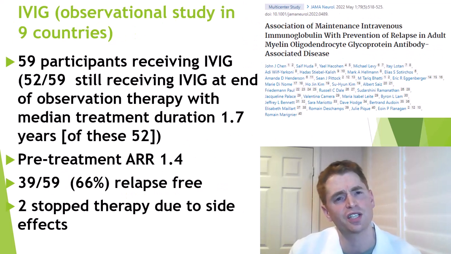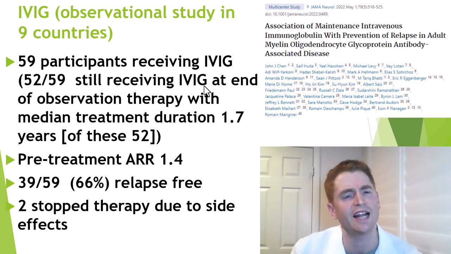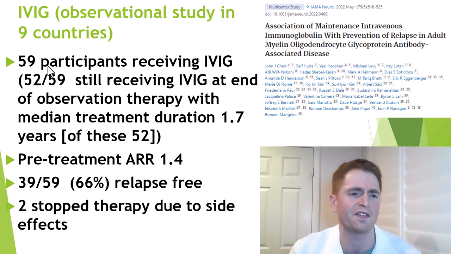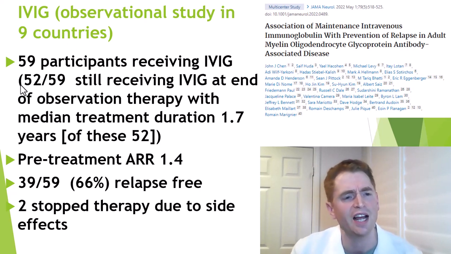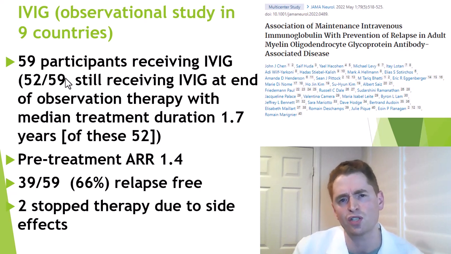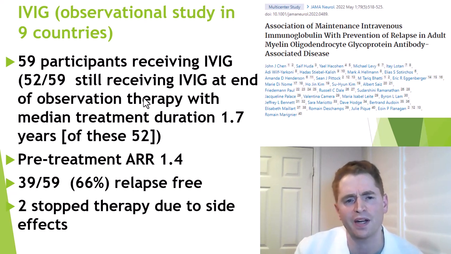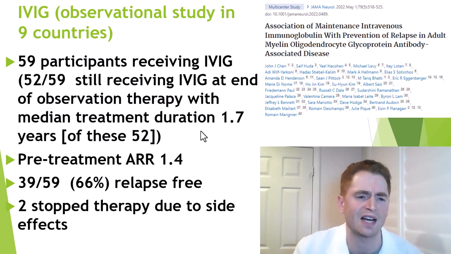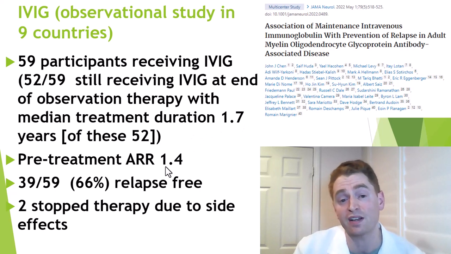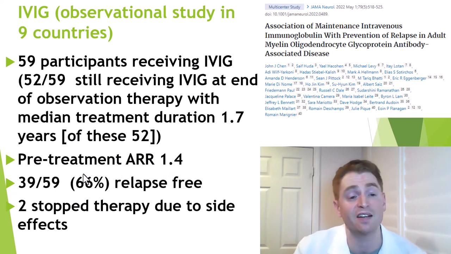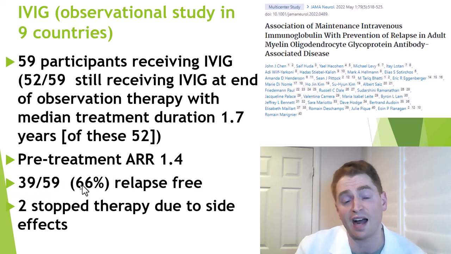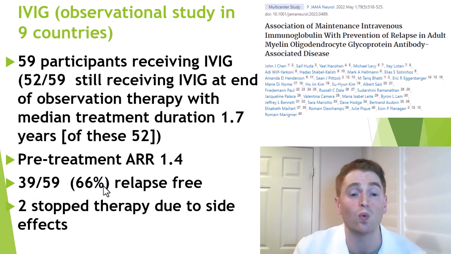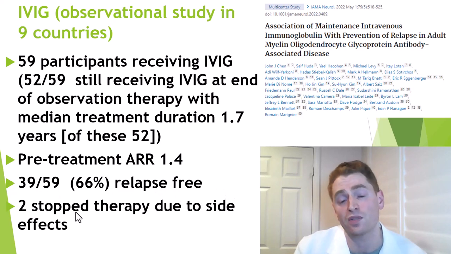This is an observational study just on IVIG, data from 9 different countries. They had 59 participants receiving IVIG, and 52 out of 59 were still treated with it by the end of the observation period, and those 52 individuals had a median treatment duration of 1.7 years. Their pre-treatment annualized relapse rate was 1.4, so more than 1 attack per year, but during the study they did fairly well. 39 out of 59, which works out to 66%, were free of relapses, though 2 people stopped treatment due to side effects.